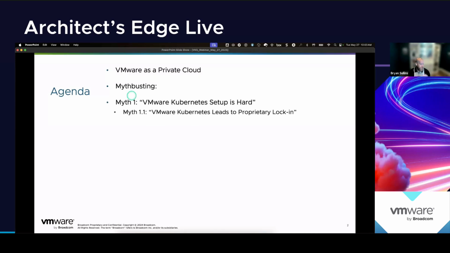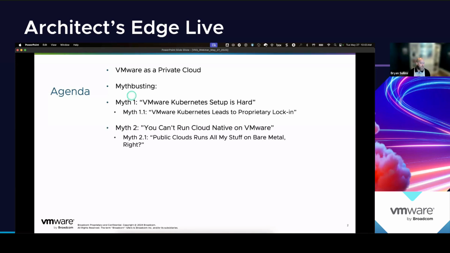Some of these are paraphrased, but myth number one is that VMware Kubernetes setup is hard. And we're going to briefly talk about how to set that stuff up. An ongoing myth that I am going to bust is this whole idea of proprietary lock-in with VMware. As a matter of fact, the opposite is true, for reasons that we will be talking about throughout the hour here. The other one is you can't run cloud native on VMware. I have found that this is a pretty bold opinion because words mean things.